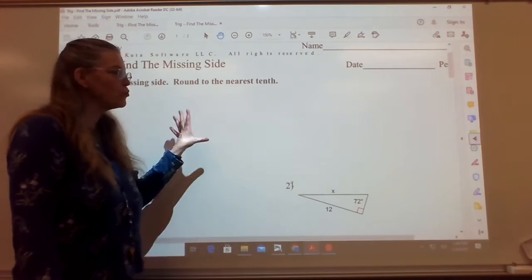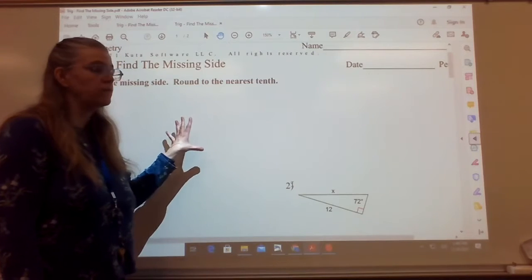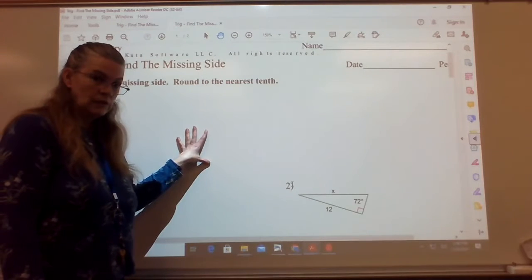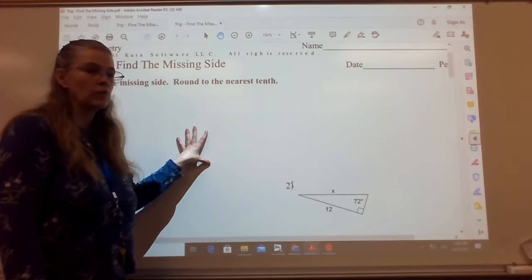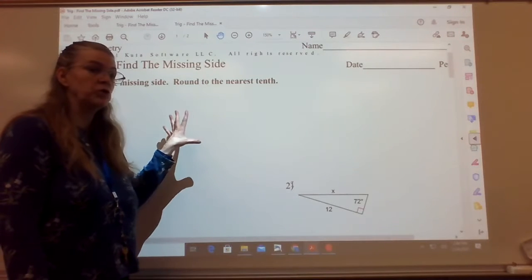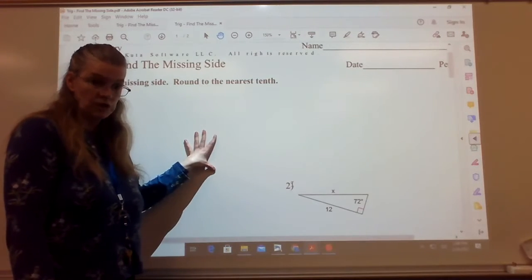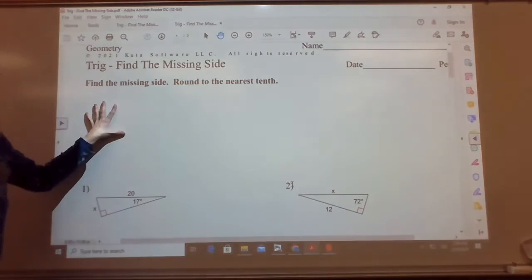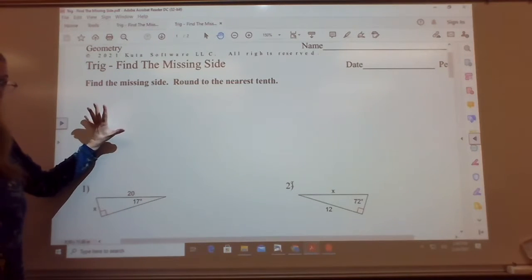So we're going to go ahead and work on this worksheet. I'm only doing 4 of these, and then Thursday, we're going to go ahead and finish it. So I'm going to just show you the first 4 of these. We're still looking at our trig functions. The trig functions haven't changed.